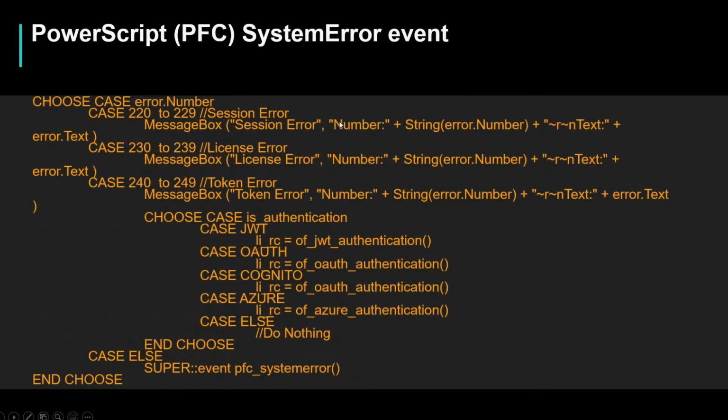This is the system error event for the application. Once again, this is a PFC app, so this is part of the application object or the application manager. There's some new error codes that have been added for this third-party authentication. So you can see session error, license error, token error. If you get a token error, what you can do is recall your authentication method once again. This is my demo code where I was using all the different approaches. You would just call whatever your individual authentication method is. Here it would be OAuth.